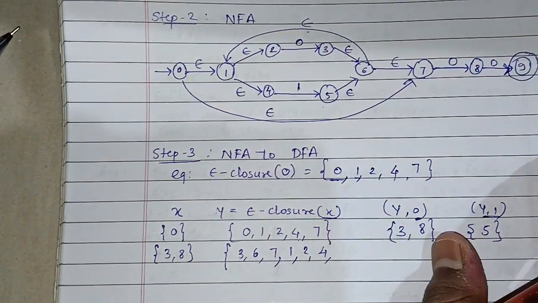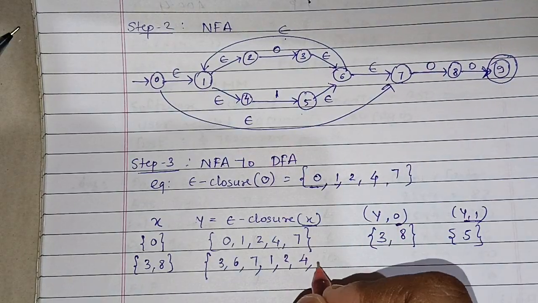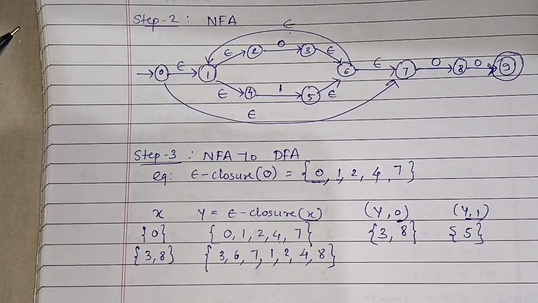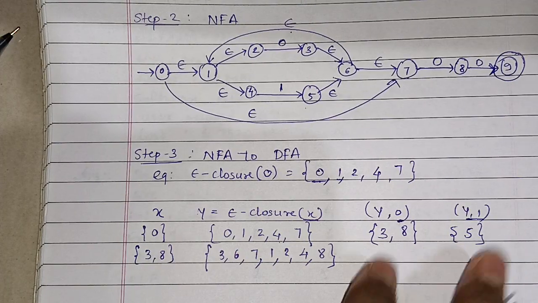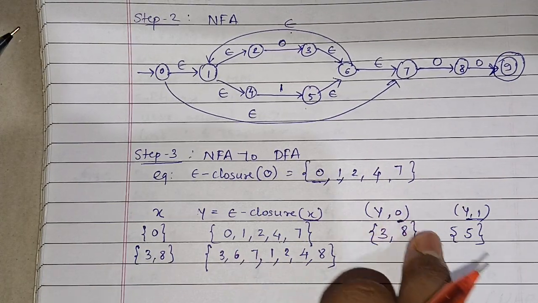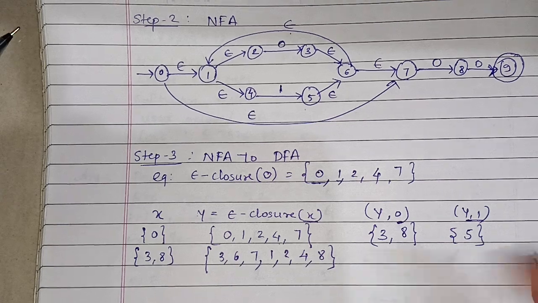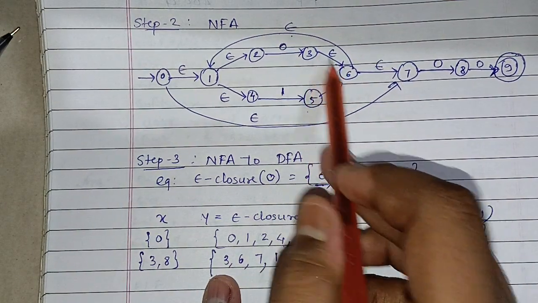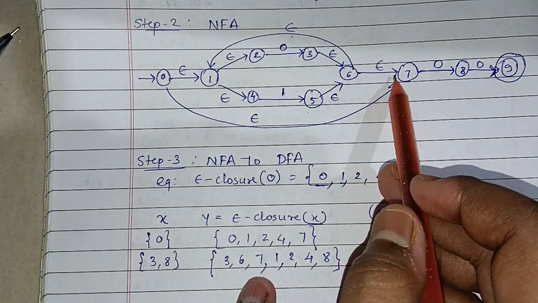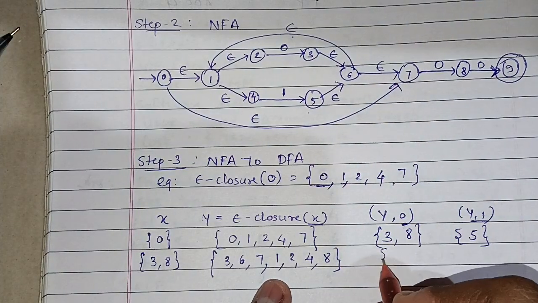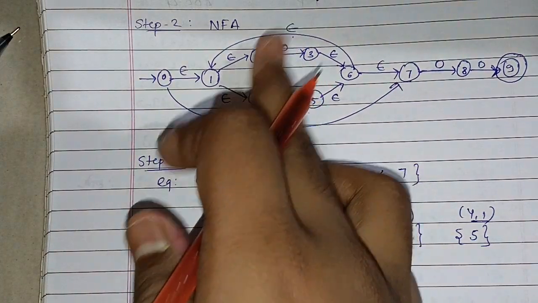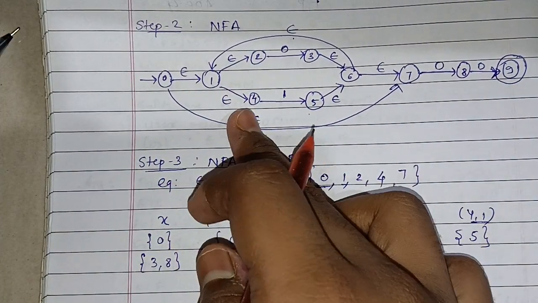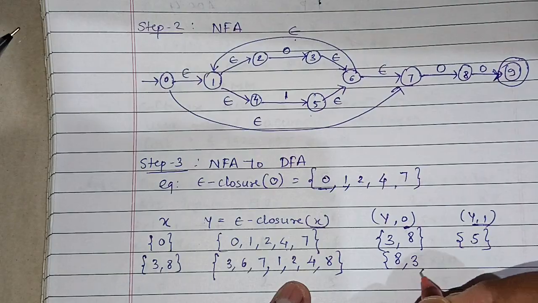For 8 there is no epsilon closure, but yes, 8 will come itself. Okay, now we have to solve this y of 0 and y of 1 for this also. For 3 there is no transition for 0, for 6 there is no transition of 0, for 7 yes it is there, it is 8. For 1 there is no, for 2 it is there, that is 3. For 4 there is no, and for 8 there is 9.